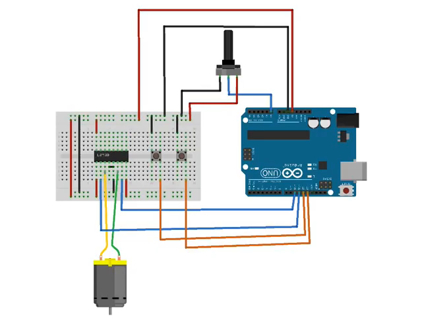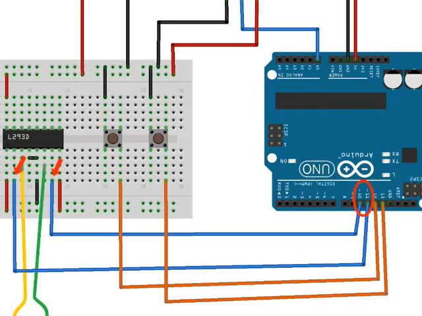Let us see the circuit connection now. Pin 1, Pin 8 and Pin 16 of driver IC are connected to 5 volts. Pin 4 and Pin 5 of driver IC are connected to ground. Pin 2 and Pin 7 of driver IC are connected to Pin 11 and Pin 10 of Arduino. Two push buttons are connected to Pin 12 and Pin 13 of Arduino.